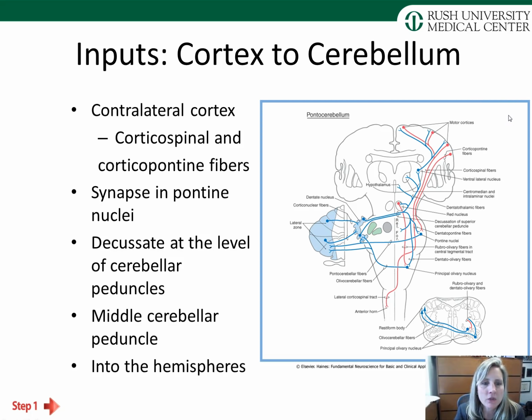What's going to happen is that the information is going to start in the contralateral motor cortex and the corticospinal and corticopontine fibers. That information is going to come on down, and then it's going to synapse in the pontine nuclei. Okay, so once it synapses in the pontine nuclei, it's going to decussate, or cross over, at the level of the cerebellar peduncles, then move through the middle cerebellar peduncle and into the dentate nucleus, which you can see located here. So once it moves into the dentate nucleus and the hemispheres, you can start to have processing of that information.